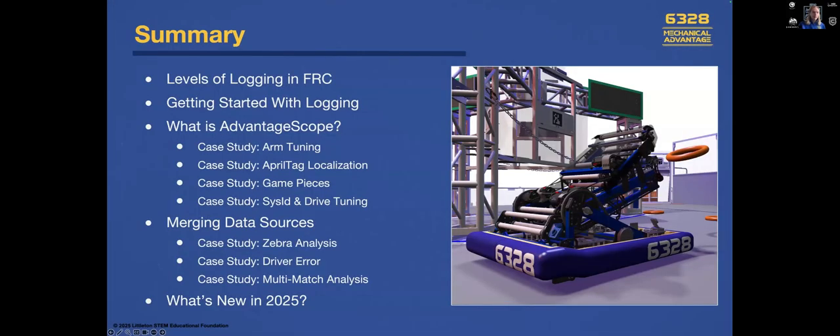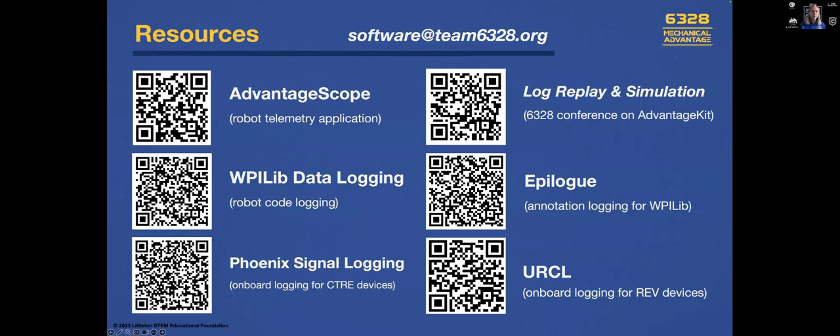Now, in summary, here's the stuff that we talked about. We went through how to get started with logging, how and why to use Advantage Scope, the benefits from merging multiple data sources, and a quick overview of what's new in Advantage Scope in 2025. And here are some links to some of the tools that we've talked about.